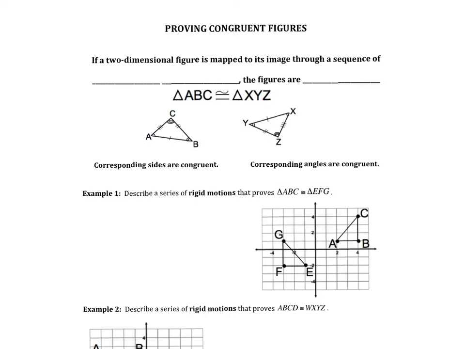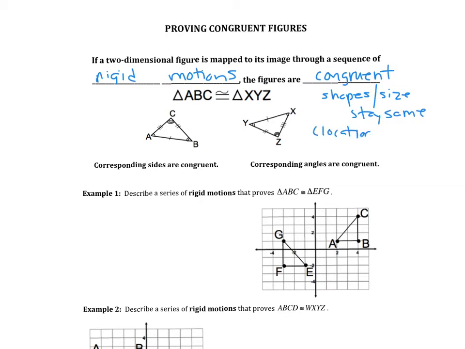But we're going to be focusing now on using these in a coordinate grid, focusing on the different types of rigid motions, and if the two-dimensional figure is mapped to its image through a sequence of rigid motions, the figures are congruent. Remember what congruent means. It means the shape and the size stay the same. We change its location and orientation, but nothing else about it changes.